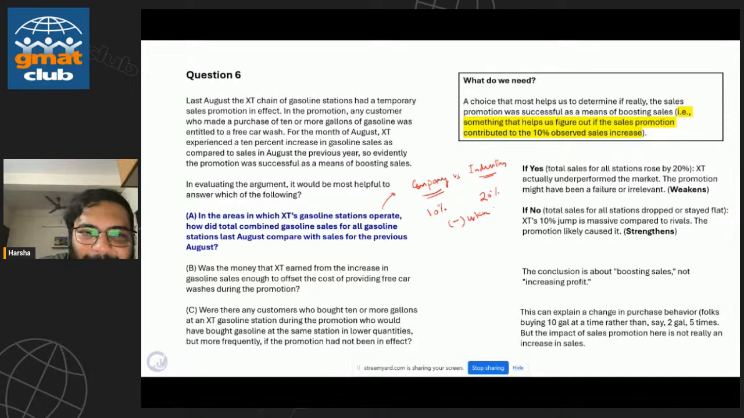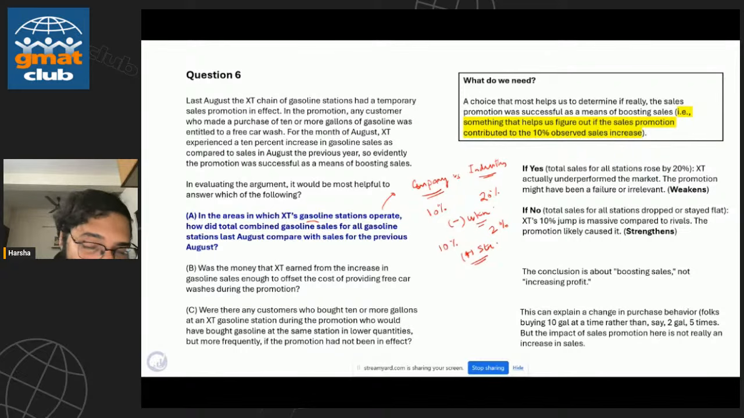Now take it the other way. Your company, whether it is a telephone company or gasoline, I'm just using that as an example, grew 10% in an industry which was able to grow only by 2%. The industry is struggling, nobody is buying this thing anymore, yet you were able to do well. You saw a 10% increase in sales. It increases belief that perhaps something you did, which in this context might mean the sales promotion, actually worked.